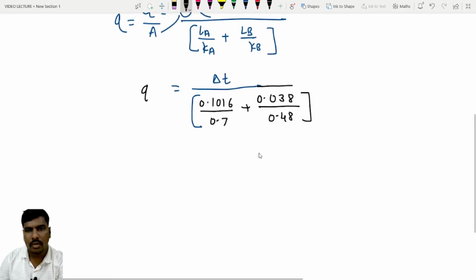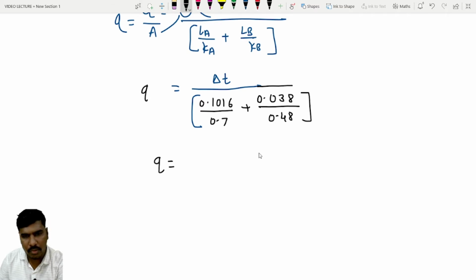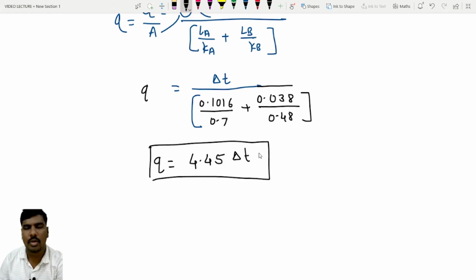Now after solving this you will get the answer small q is equal to 4.45 delta T. Okay, if you solve this you will get the answer 4.45 delta T. So this is the rate of heat transfer with the present condition, with only the two layers of wall.